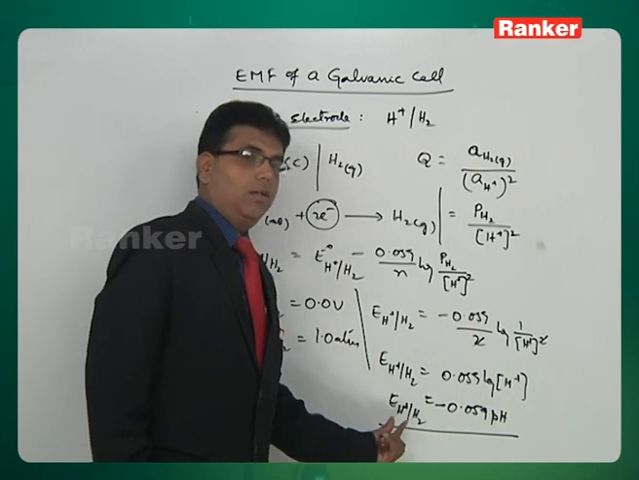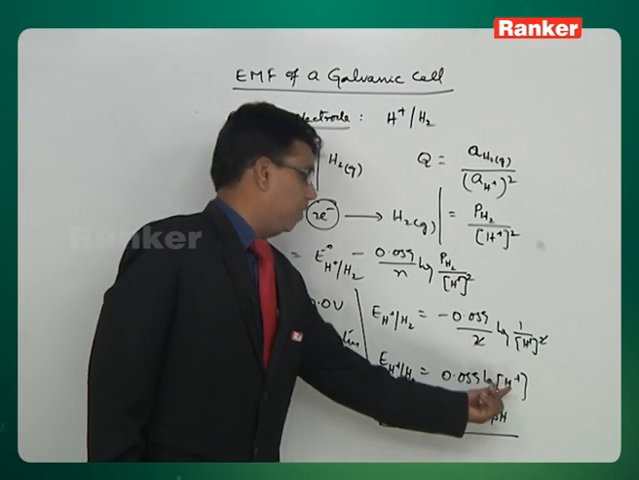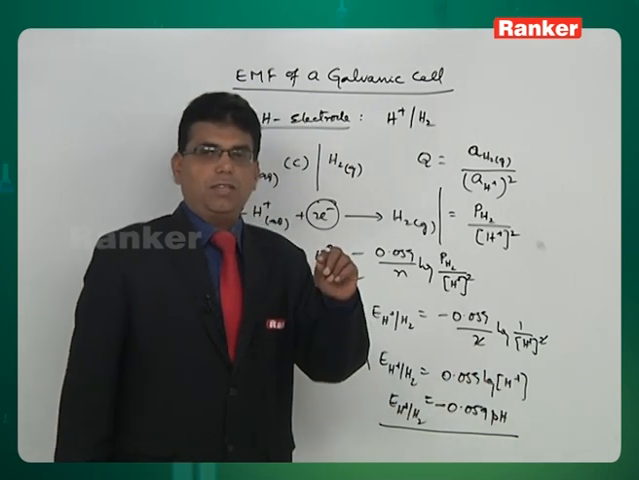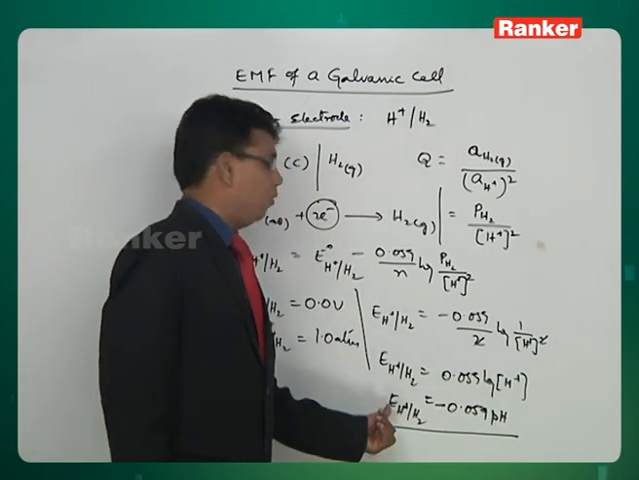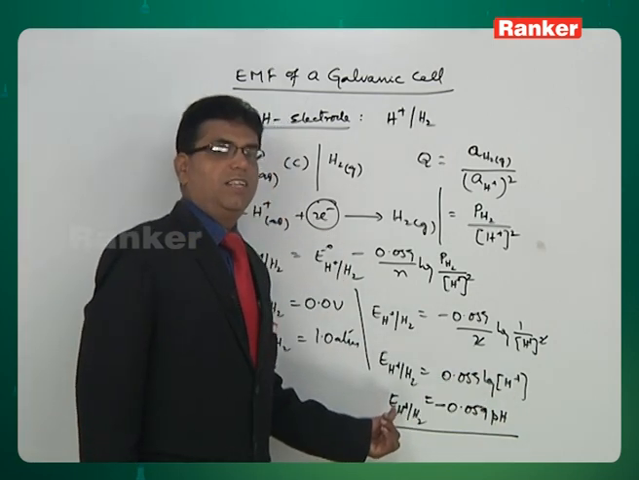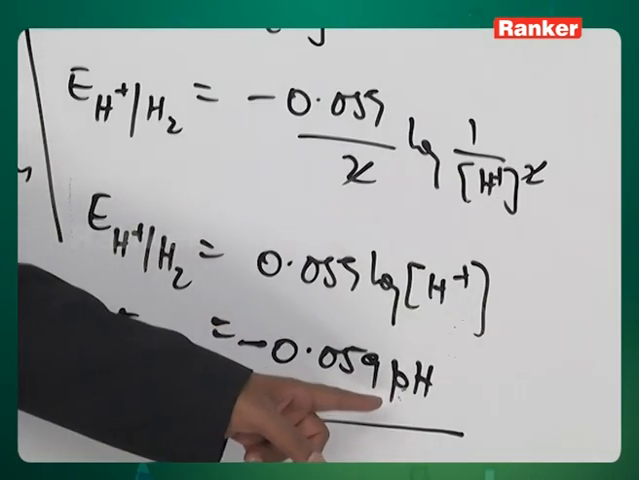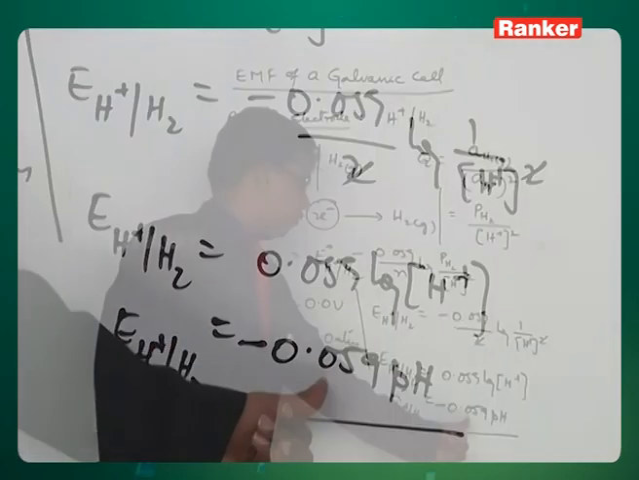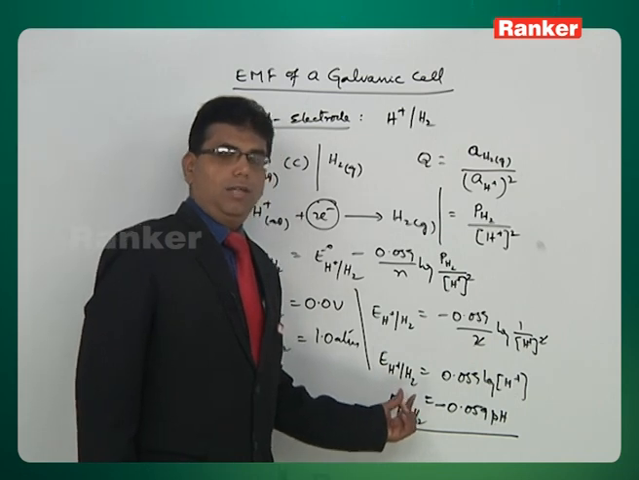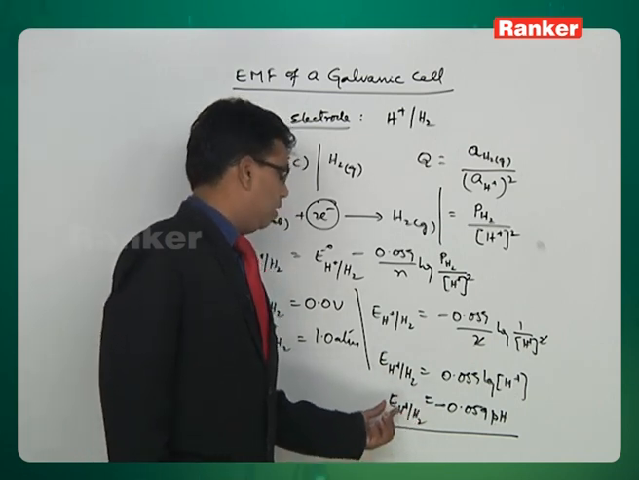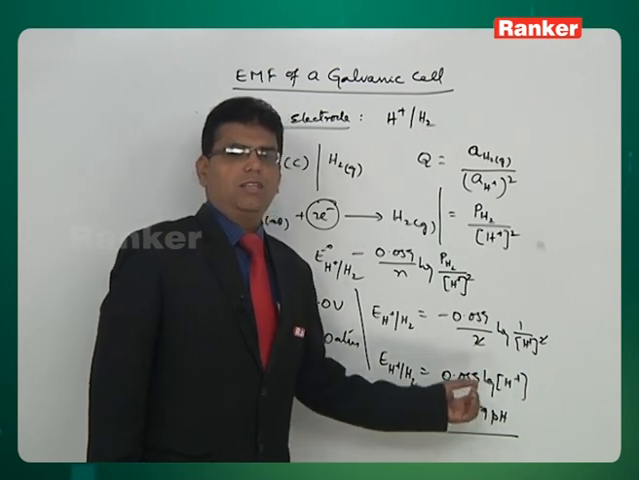So, in case of a hydrogen electrode, depending on what concentration of hydrogen ion we take, the pH of the solution also reflects that. So, the EMF of a hydrogen electrode you can express in terms of the pH of that electrode. This is the simplest way of writing the EMF of a hydrogen electrode, or giving the relation between EMF and pH of the hydrogen electrode.